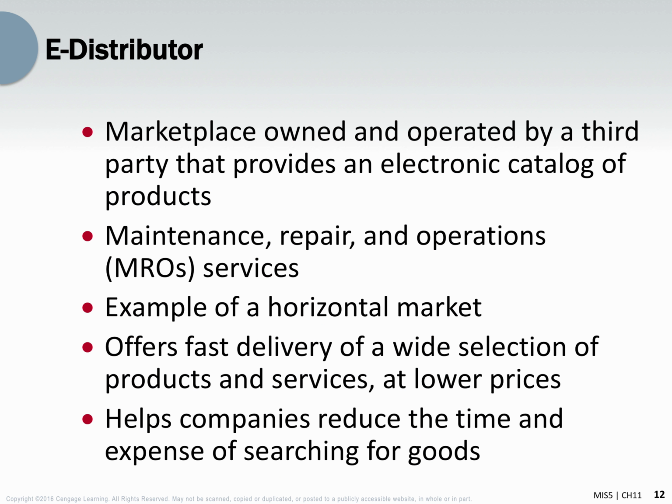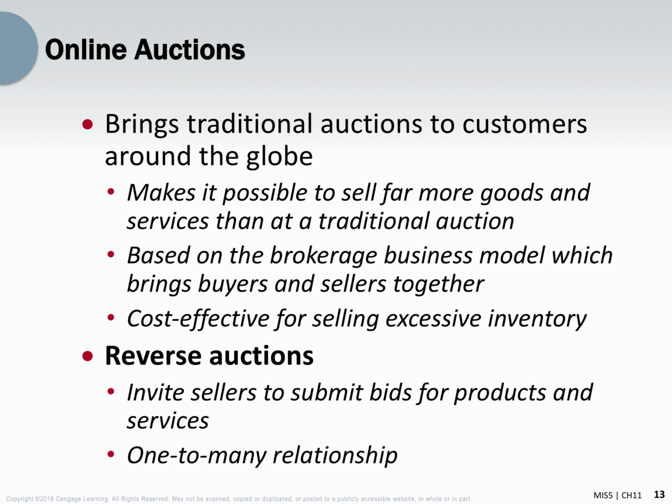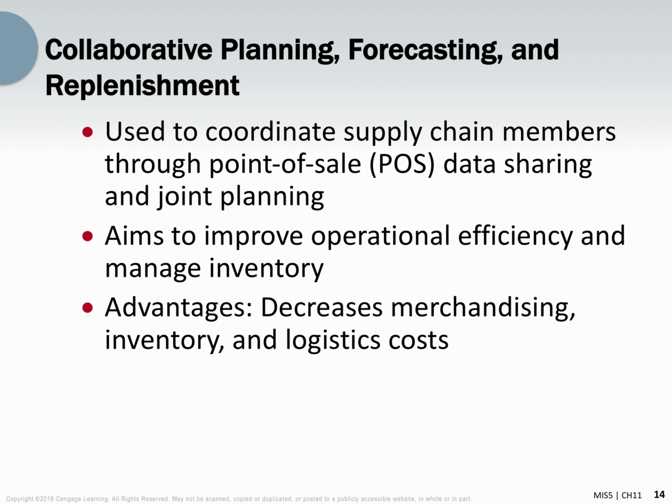Now, this is also the case for online auctions and reverse auctions. Reverse auctions are where sellers bid for products and services. I'm going to let you look into this a little bit. I feel like this is pretty straightforward, but if you're new to online auctions, I do want you to look at the book, okay? And then the next piece to this is called a collaborative planning, forecasting, and replenishment system.